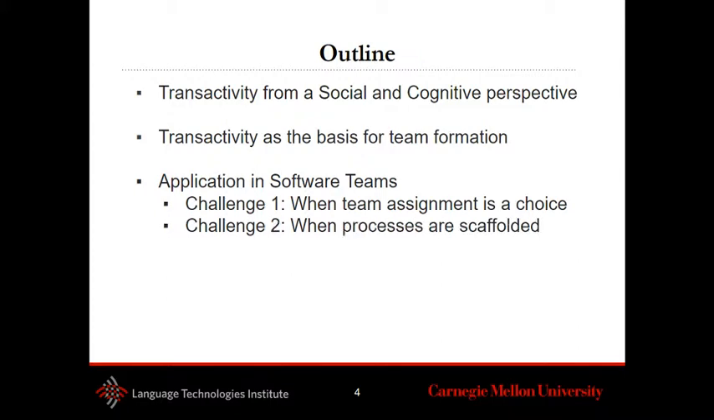In the second, the challenge is that the groups are heavily scaffolded in terms of their processes. And then the question is, do we even need the effective team formation strategy in that context? So what's actually a stronger influence on behavior, the explicit scaffolding of processes or the implicit scaffolding provided by the team assignment? And so we'll talk about that in our second study. And then we'll provide some conclusions.